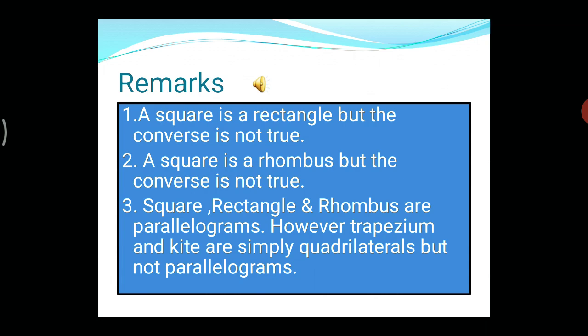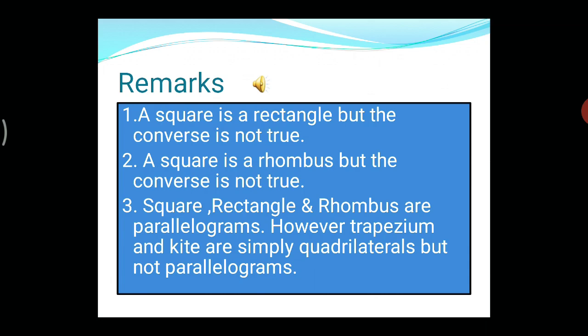And finally, at the end, dear students, you should remember some remarks here. Number 1, a square is a rectangle, but the converse is not true. Number 2, a square is a rhombus, but the converse is not true. Number 3, you should remember square, rectangle and rhombus are parallelograms. However, a trapezium and a kite are simply quadrilaterals but not parallelograms.